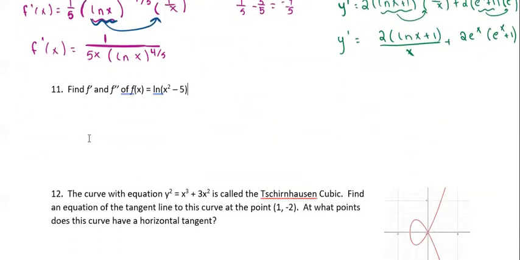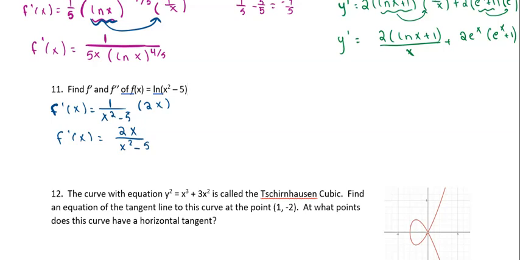Number 11, find the first and second derivative. So same idea here. We have f of x equals the natural log. Now this time it's the natural log of the whole thing. So if we want to find our first derivative, well, the derivative of the natural log is 1 over whatever you had. And then it's times the derivative of whatever you had. So just 2x. So that means our derivative is going to be 2x over x squared minus 5.